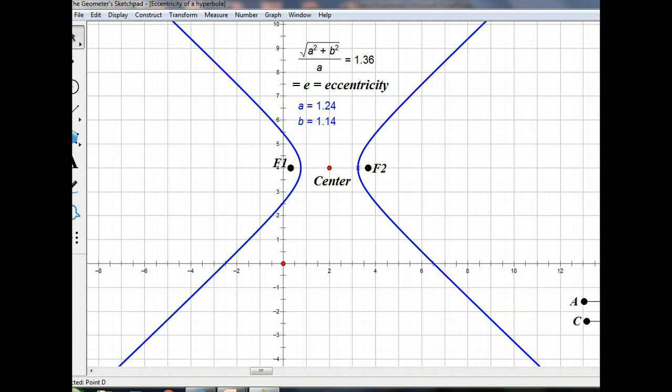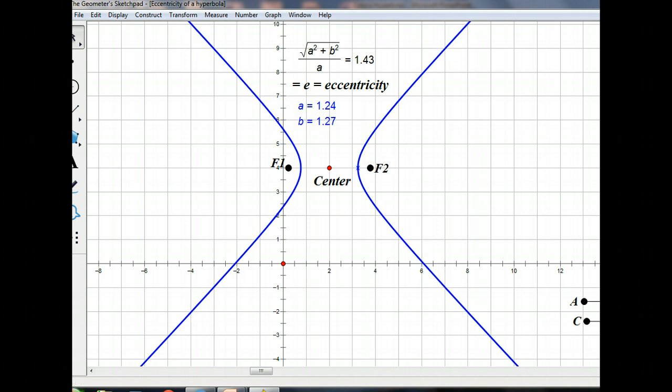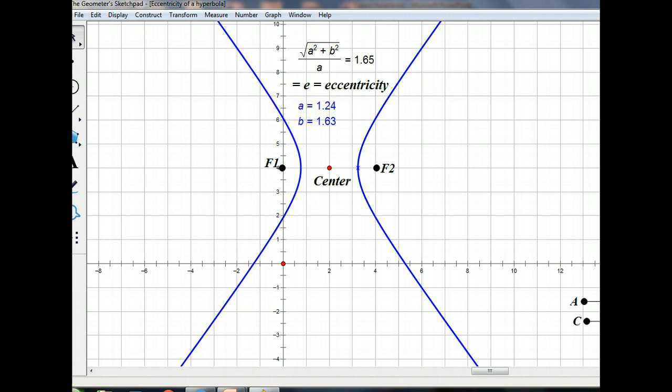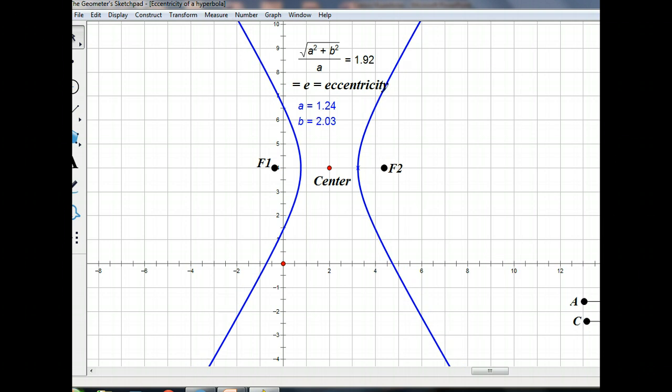Okay, so here we have a hyperbola drawn, and I've calculated the eccentricity. So remember that c squared equals a squared plus b squared. So I just isolated c in my exponent by replacing it with the square root of a squared plus b squared. Now what we want to do is see what happens as we change the values of a and b. So let's go ahead and change this value here. We're changing b, and that means that we're also changing the eccentricity.